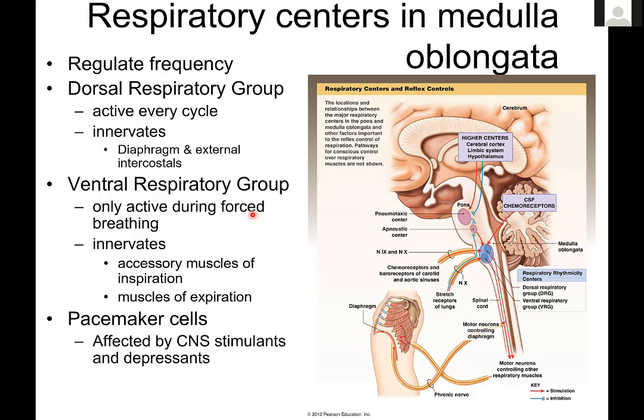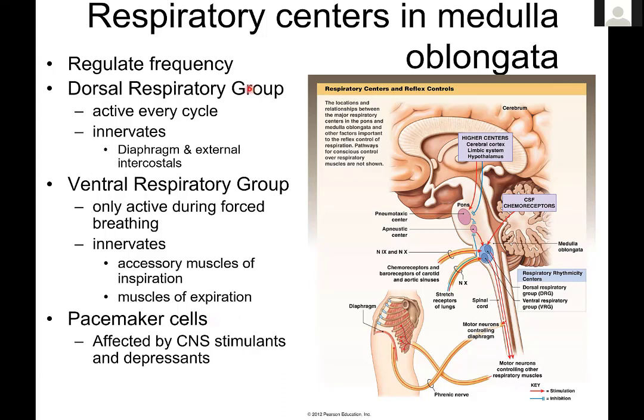The ventral respiratory group is only active during forced breathing. So if I need to voluntarily breathe out, like I just did, my ventral respiratory group is active. So this is only active during forced respiration. It's going to coordinate the muscles of forced expiration, and it innervates the accessory muscles. So my internal intercostals, my abdominal muscles.